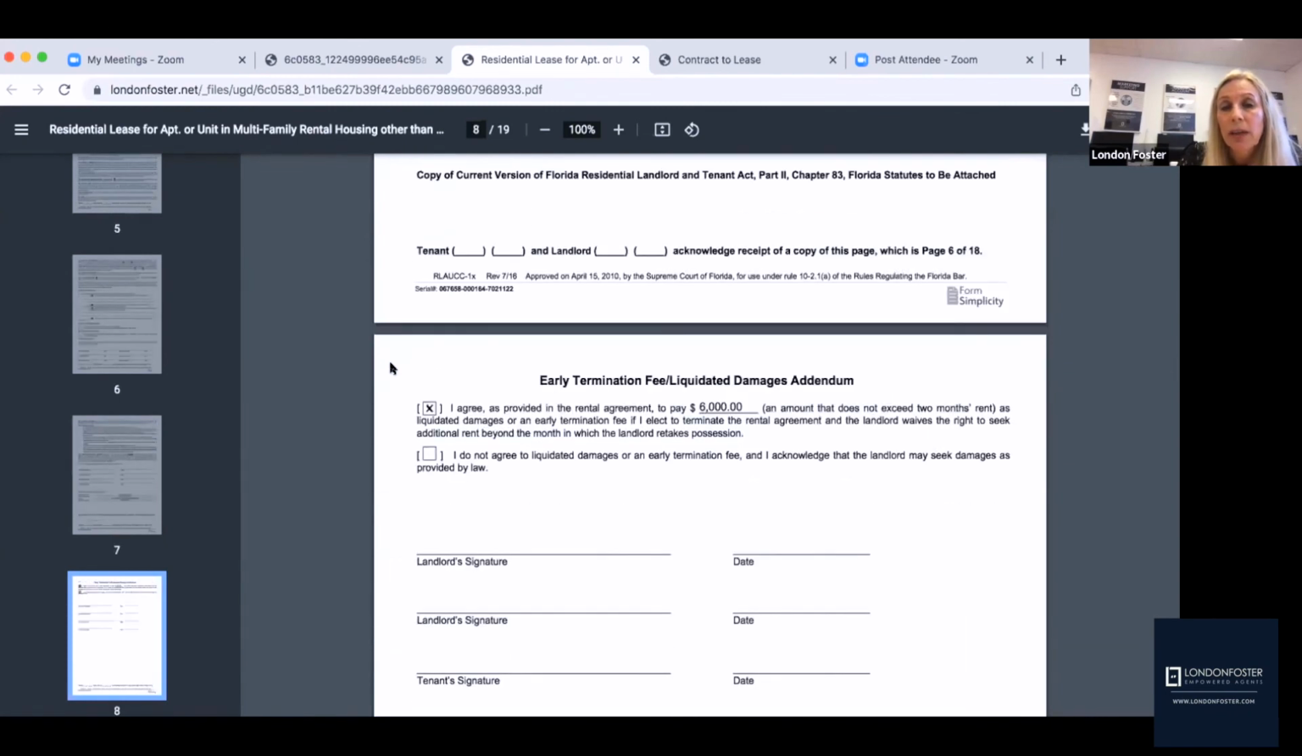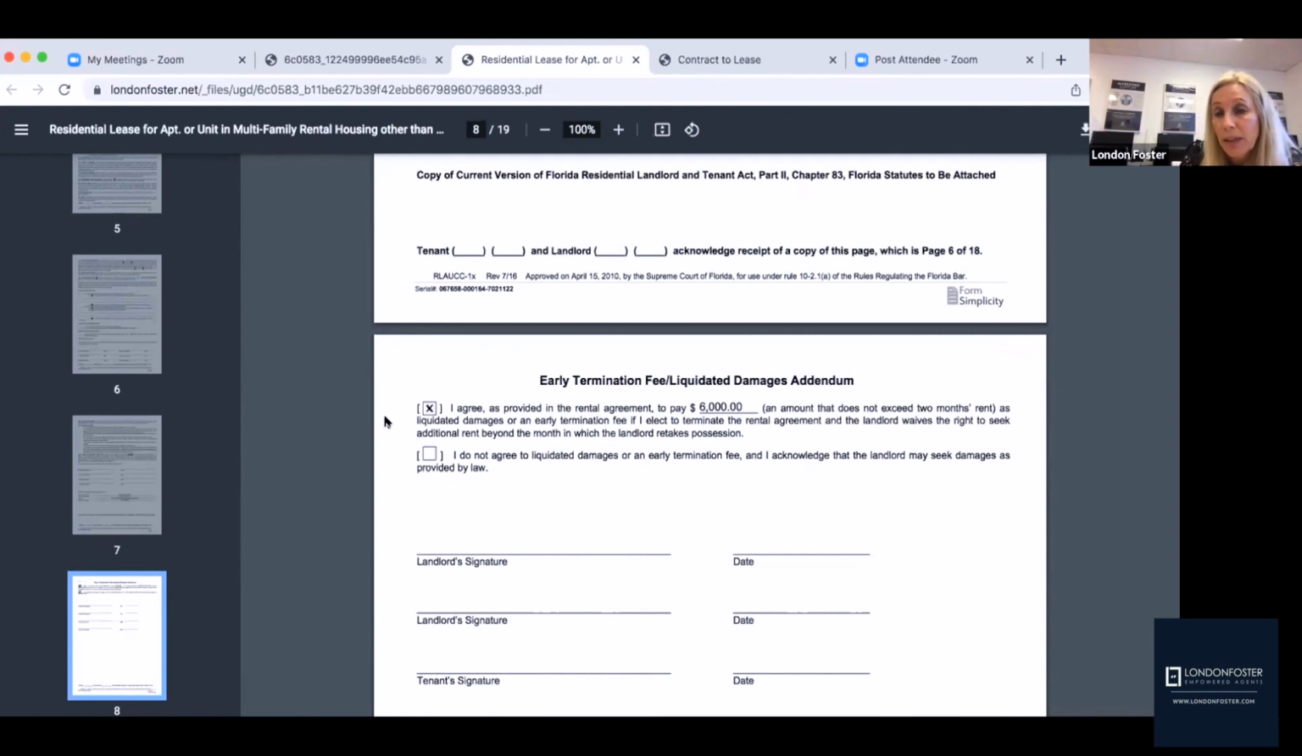It's initialed. My favorite page is this page. If somebody tries to break a lease in the state of Florida, the owner has the right to keep up to 2 months of rent, 2 months of agreed upon rent. In my case, my monthly rent was $3,000. So this owner has, if this is checked and if the tenants agree to this, the right to keep up to 2 months rent.